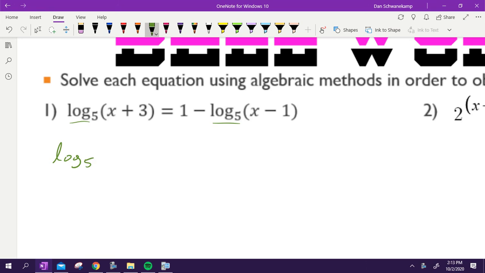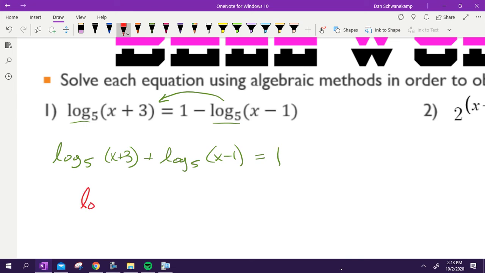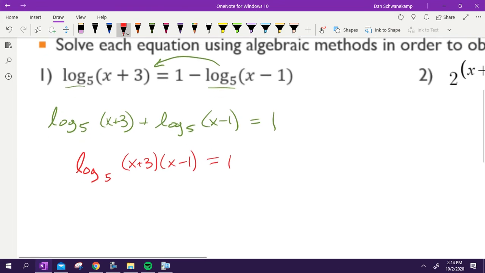So it's log base 5 of x plus 3, and then I move this over, so it's going to be plus log base 5 of x minus 1 is all equal to 1. Now that I got the logs on the same side, Jake, what am I going to do next? Combine them. So what am I going to do with the two things? I'll multiply them. So it's x plus 3 times x minus 1 is all equal to 1. I've done that. Then what, Chris?